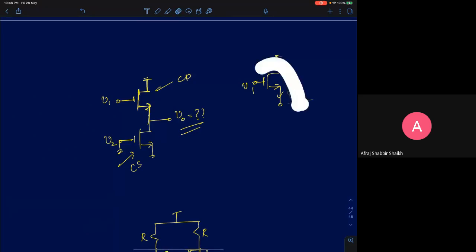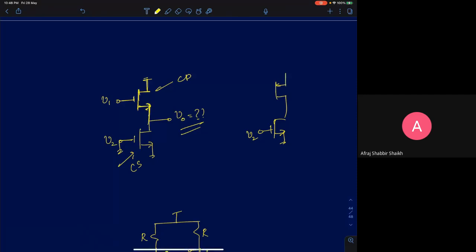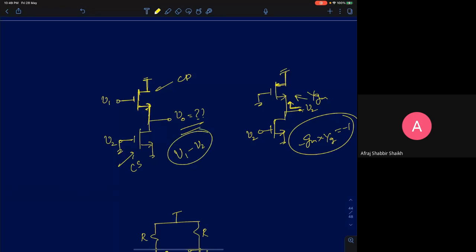Now if I apply superposition and keep V2 alive and make V1 0, the circuit reduces to something like this. This is an NMOS common drain amplifier, the upper one. Now what is the load resistance looking up? It will be 1 by Gm, since you are looking at the source. Therefore the gain of this amplifier is minus Gm times 1 by Gm, which is minus 1. So the output voltage will be minus V2. If I apply superposition, I get V1 minus V2. So even this circuit can be used as a voltage subtractor. Now I've designed a circuit which can subtract two voltages.